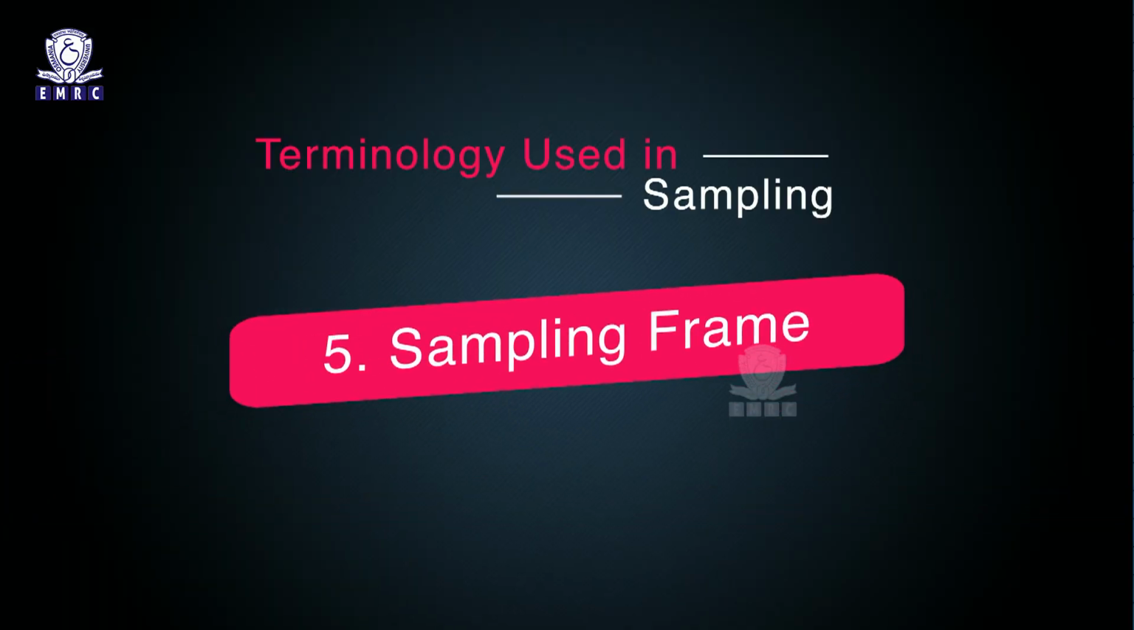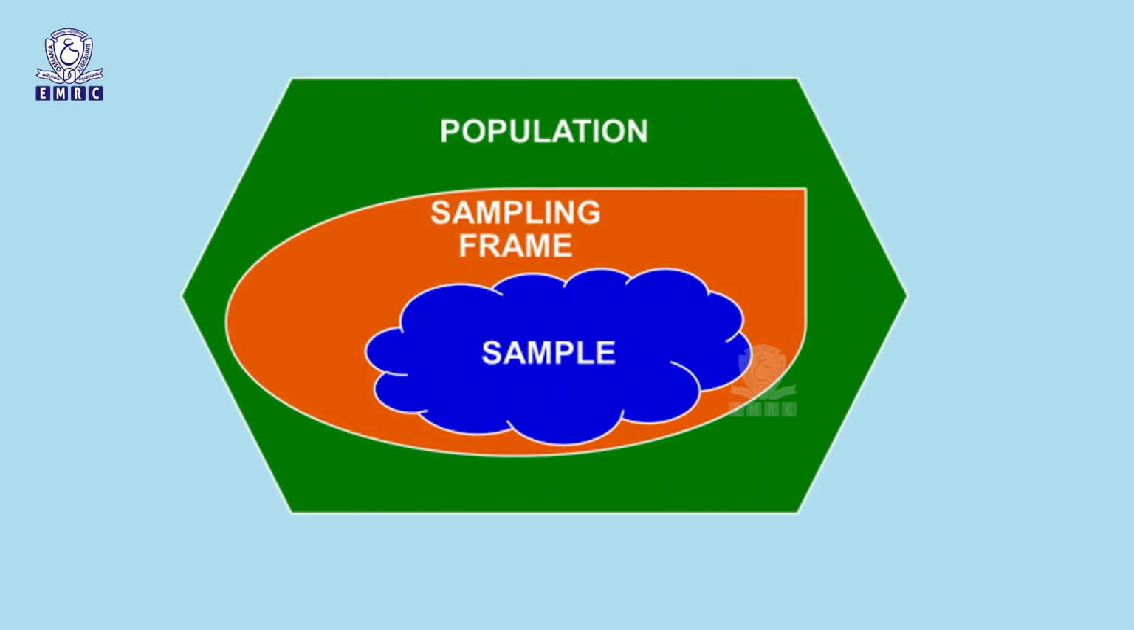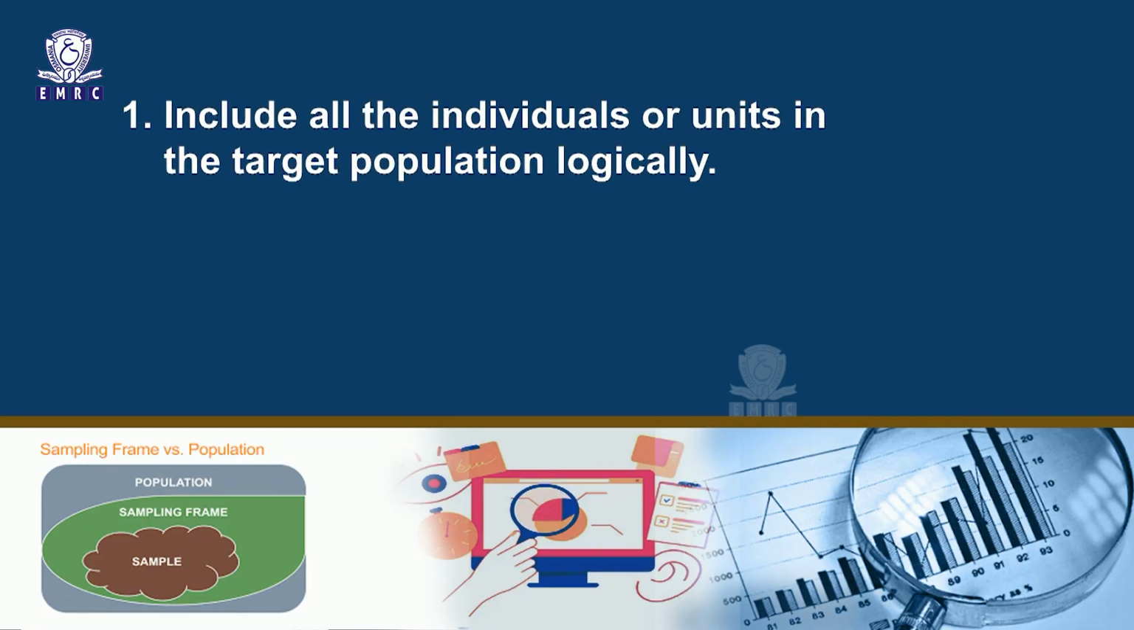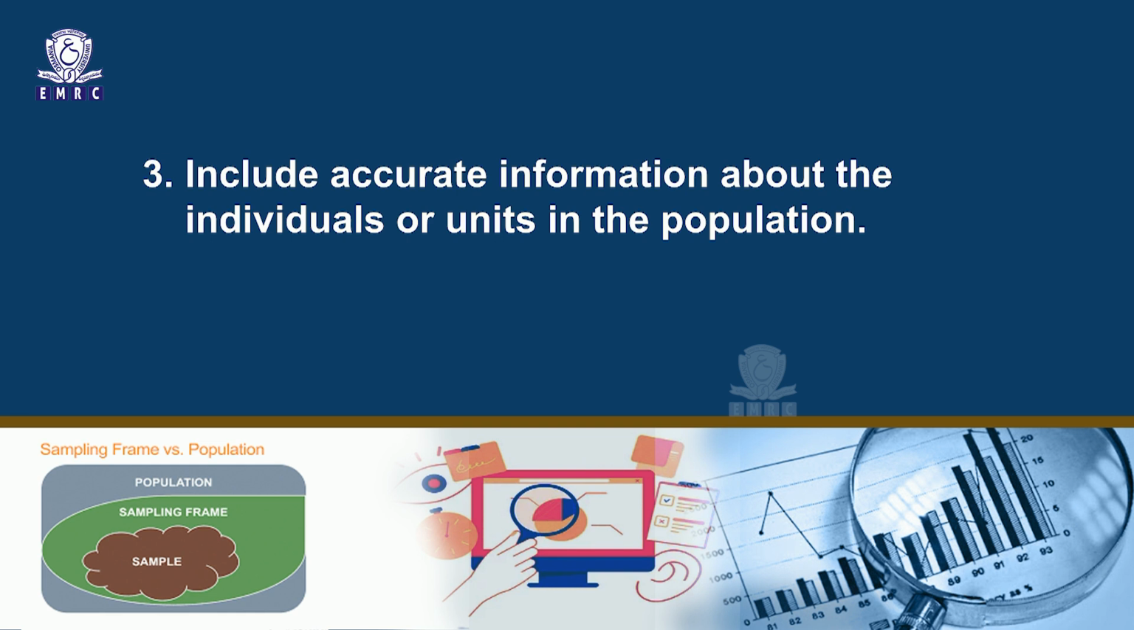Sampling frame. It is a list of all the items or people within the universe or population from which the sample can be drawn. A good sampling frame would have the following qualities. First one, it includes all the individuals or units in the target population logically. Second one, it excludes all the individuals or units not in the target population. Third one, it includes accurate information about the individuals or units in the population.